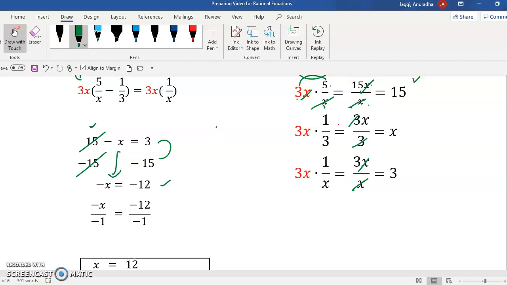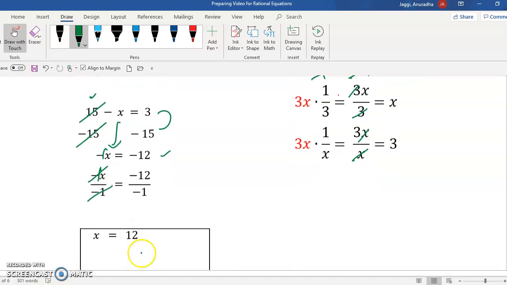Now you want to get rid of this negative. So negative x can be written as a negative 1x. Negative 1 is multiplied with x, so in order to get rid of that, inverse operation, you divide by negative 1 on both sides. And negative 1 divided by negative 1, they get cancelled. So you're left with x on the left hand side, and on the right hand side, negative 12 divided by negative 1 is equal to 12. So that is your answer.